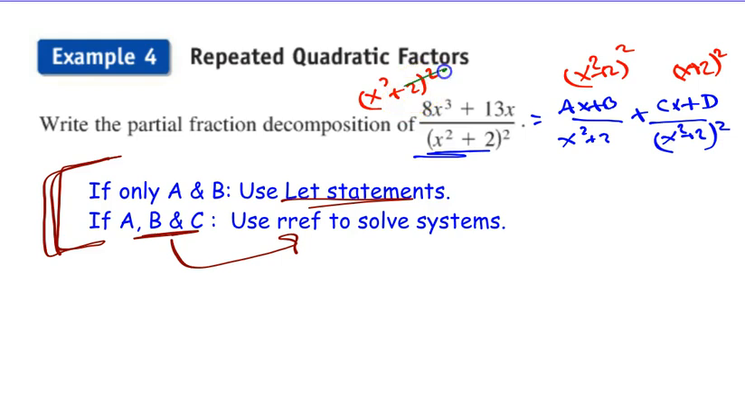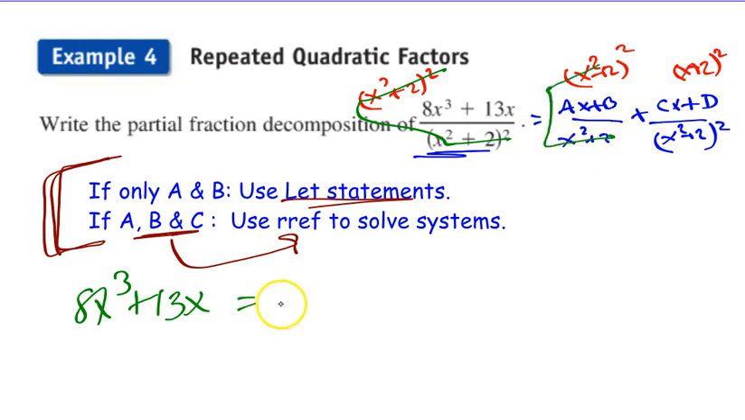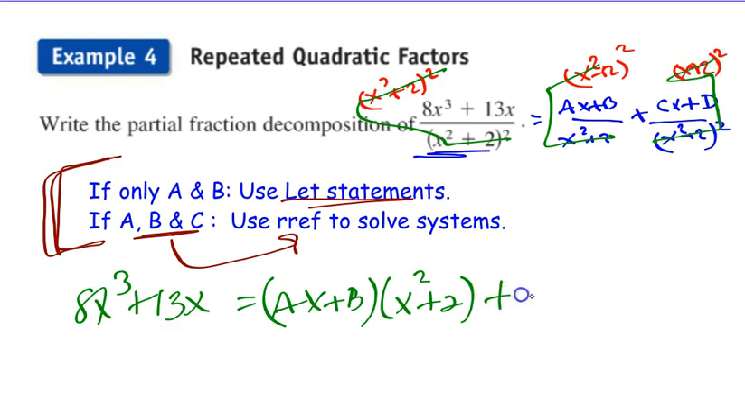Let's see. All this is gone, so I'm left with 8x cubed plus 13x. Only one of these cancels with one of those, so I'm still left with ax plus b times one of those, x squared plus 2's. And I think all of this cancels, so I'm left with plus cx plus d. I don't see any clever let statements again, so I think I'm going to multiply it out and try my one-to-one. Actually, I have to FOIL this out.